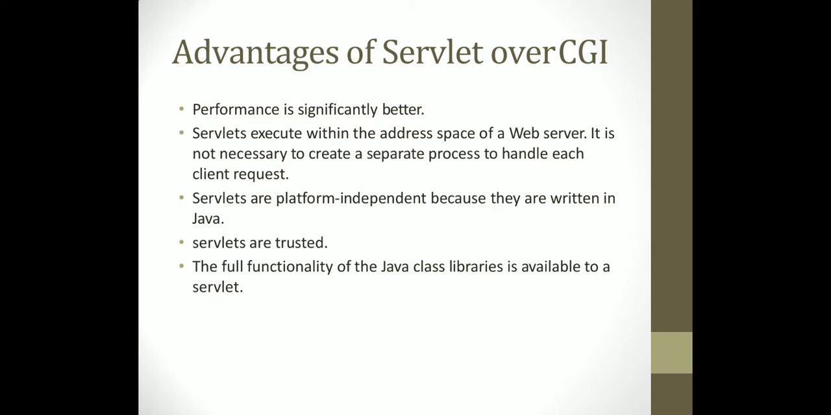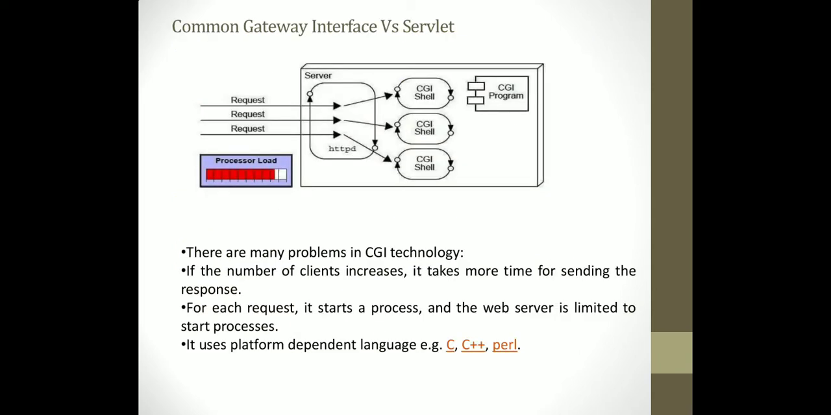And the common gateway interface that we have seen, this CGI, is a common gateway interface, and diagrammatically we can see a CGI shell. It is taking the request and dividing that request into the CGI shell, and then there is the CGI program.